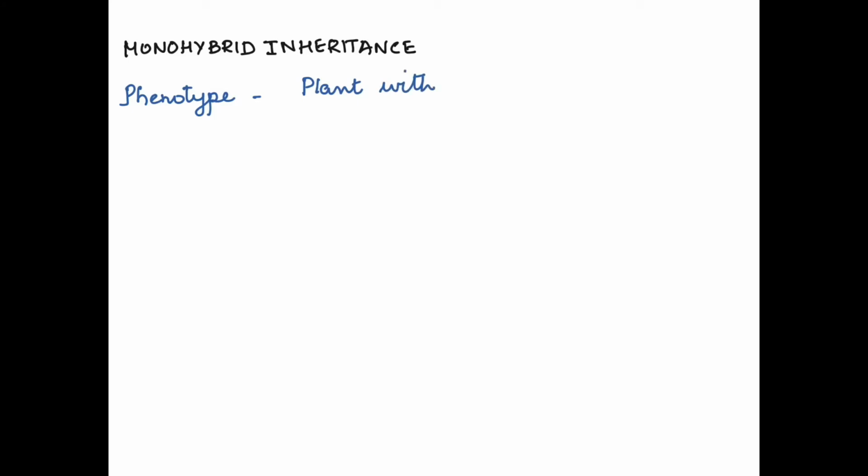So here, let us consider the phenotypes. We select a plant with yellow seeds, and the other variant of that will be the green seeds. Now here yellow is dominant over green. The phenotypes are plant with yellow seeds and plant with green seeds. These are the ones which are crossed.